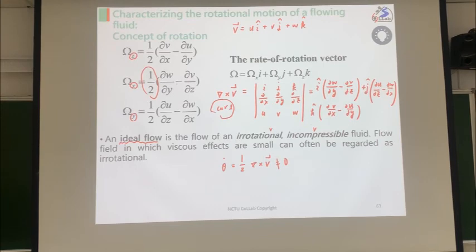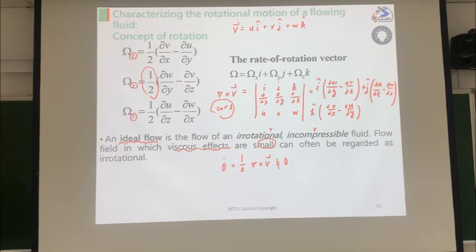And then usually in a flow field in which the viscous effects are small, we can say that the flow is irrotational flow. So in other words, if the viscous effect is large, usually the flow is rotational flow.